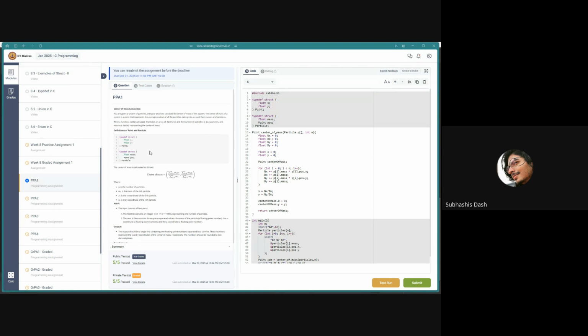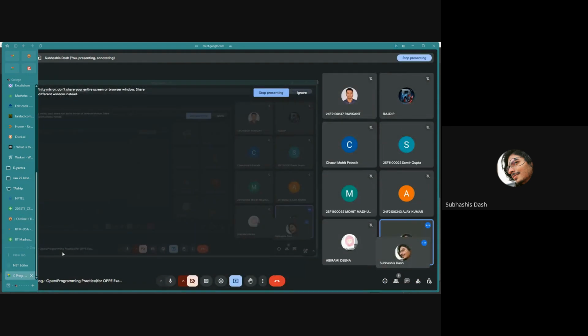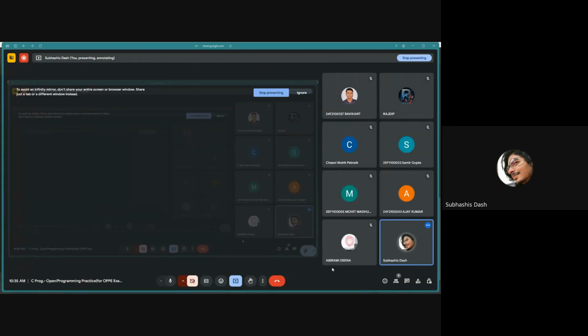Any other questions? Anyone else? Or we can start the PPAs. No, all clear. Okay, so in that case, I guess we can just get started with the PPAs.